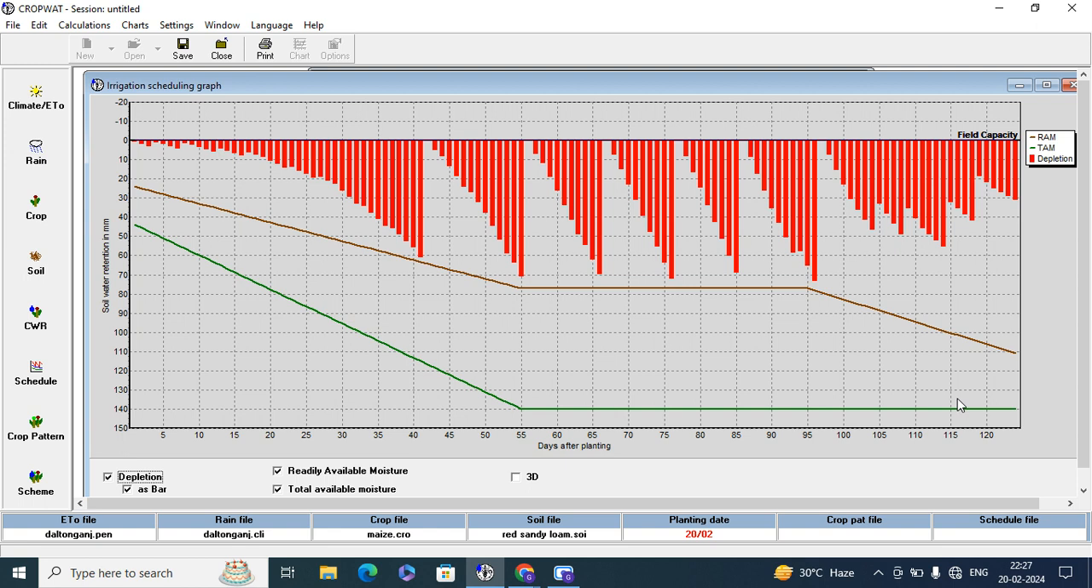So it means the depletion of the water is identifying the total amount of the loss of moisture from the soil by the different activities, or from the crop as well by the different activities, maybe potential evapotranspiration, maybe by evaporation. So if you want to identify the irrigation water requirement amount, the depletion of the moisture, the difference between the readily available moisture and the total available moisture, CROPWAT is the best simulation model to identify the irrigation water requirement for a particular crop.